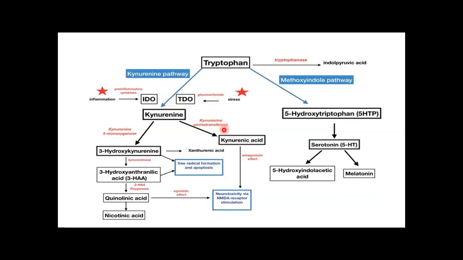So, in the kynurenine pathway, TDO is increased in stressful conditions and IDO is increased in inflammatory conditions. The activation of the IDO pathway is induced by pro-inflammatory cytokines, and the TDO pathway is increased by stressful conditions like the release of glucocorticoids. And kynurenic acid exhibits a neuroprotective effect and anti-inflammatory effect.